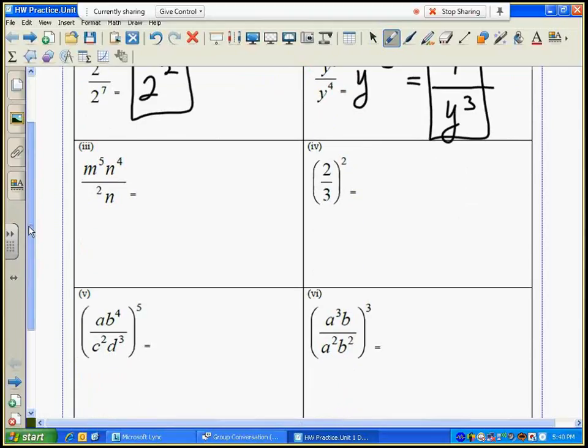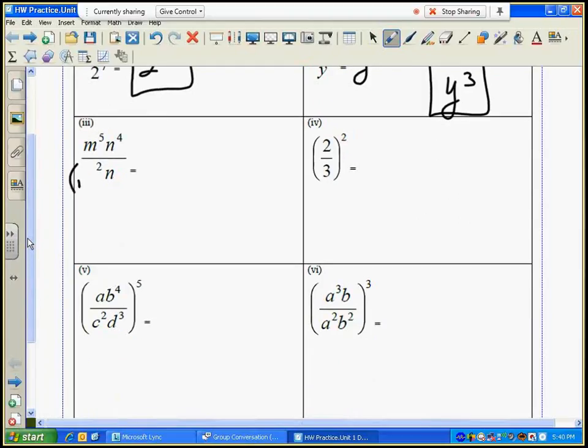Third example. On the numerator, we have m to the 5th and n to the 4th. That is simplified. But in the denominator, we have a power of a power here, that m to the 5th squared. That is m to the 10th times n. Now we can begin to simplify using our quotient of powers.